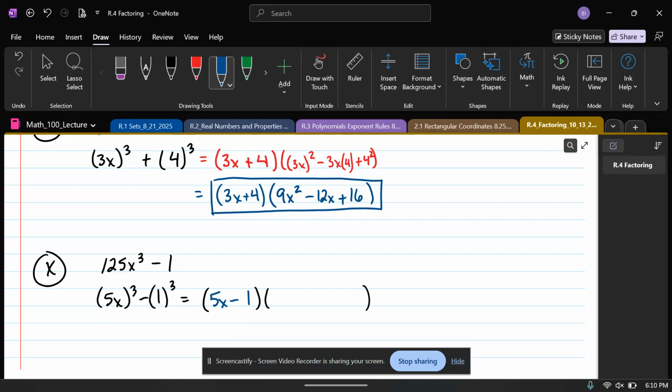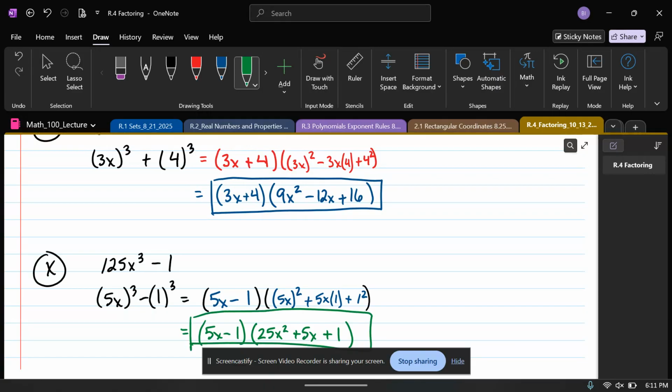5x squared. All right, so I've got the 5x squared. I have a plus 5x times 1. Then I have a plus 1 squared. I'm just going to clean that up a little bit. What does my long factor turn into? 25x squared plus 5x plus 1. And there you have factored a difference of cubes.